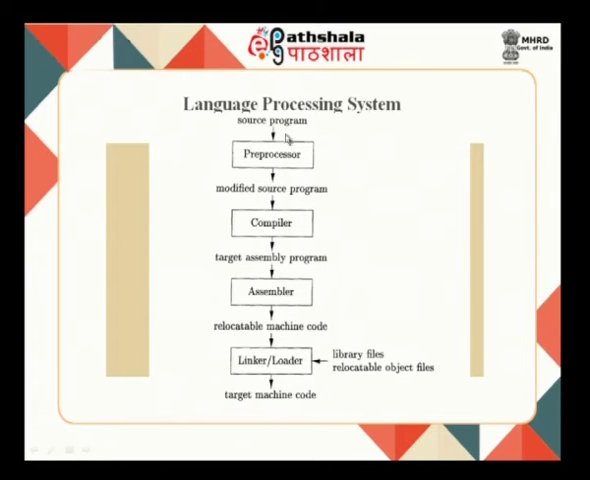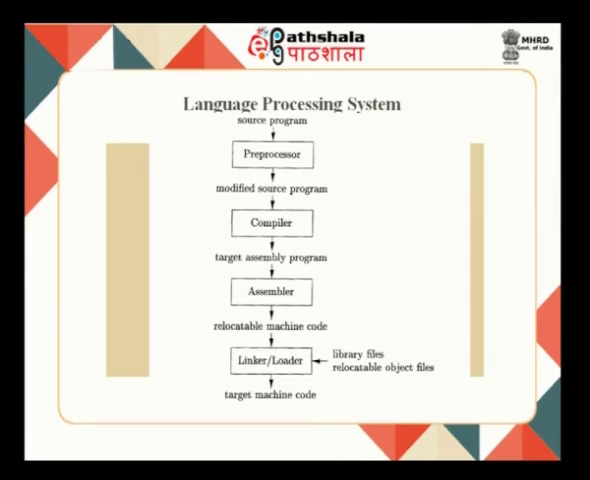So, this is a sequence of processing that could happen. You have a high level language which goes through a software system called the preprocessor. The preprocessor is something like a fill in the blanks. You normally have macros, a hash define, a hash include, all these things. All these will be expanded and converted into a complete source program, and then the source program will be given to the compiler.